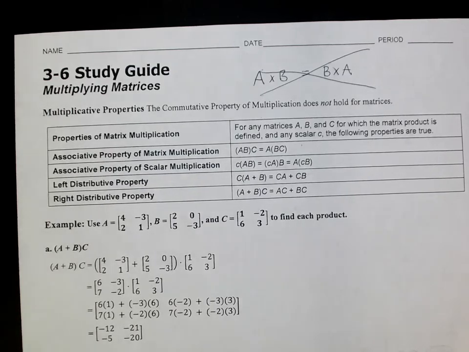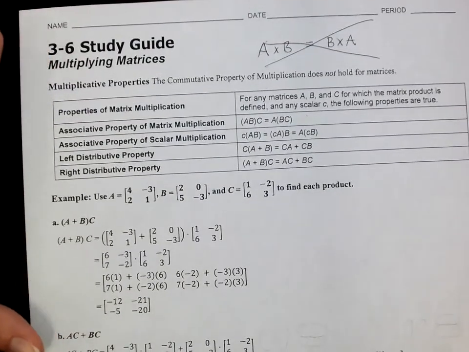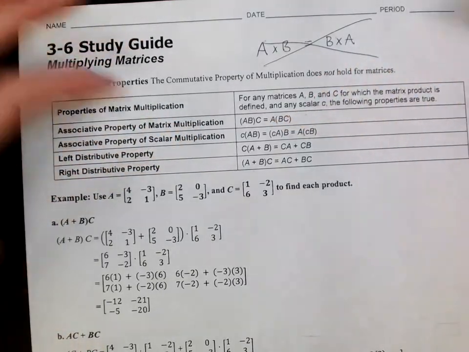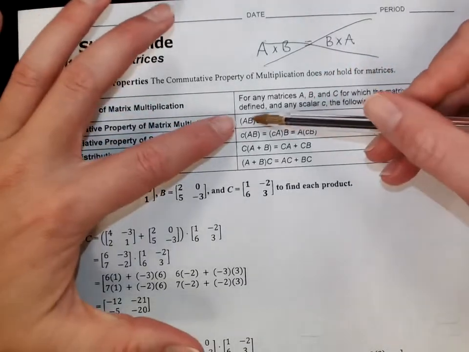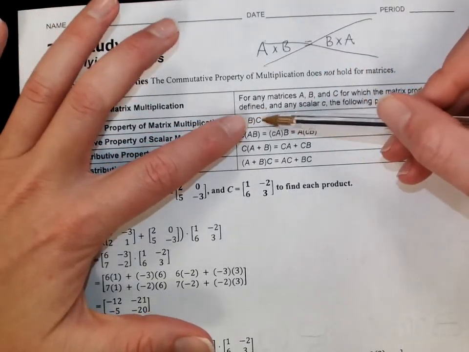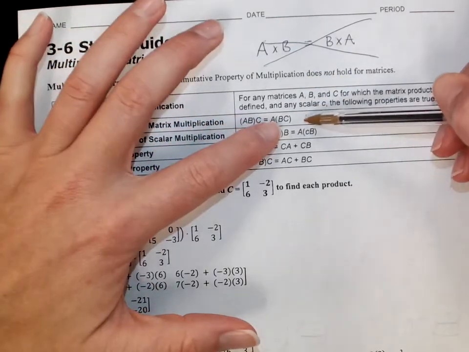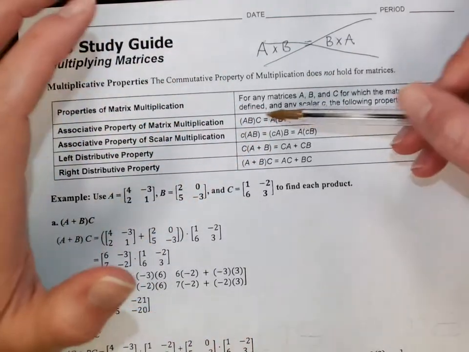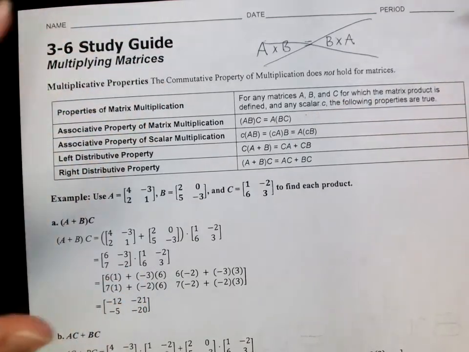The ones that do hold are, you do have associative. So if you have 3 matrices multiplied together, you can multiply 2 of them together and then multiply what you get by the third. Or you can multiply the back 2 together and then multiply the first one. As long as it stays in the same order, then it doesn't matter which ones you do first.